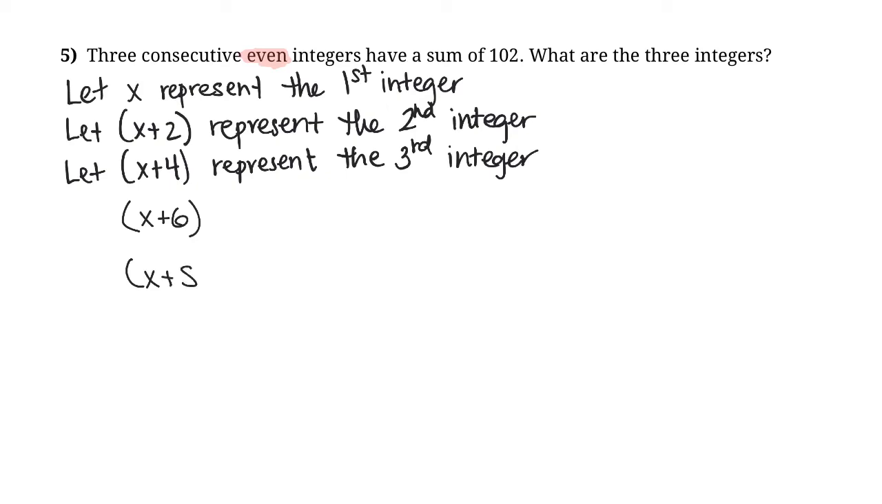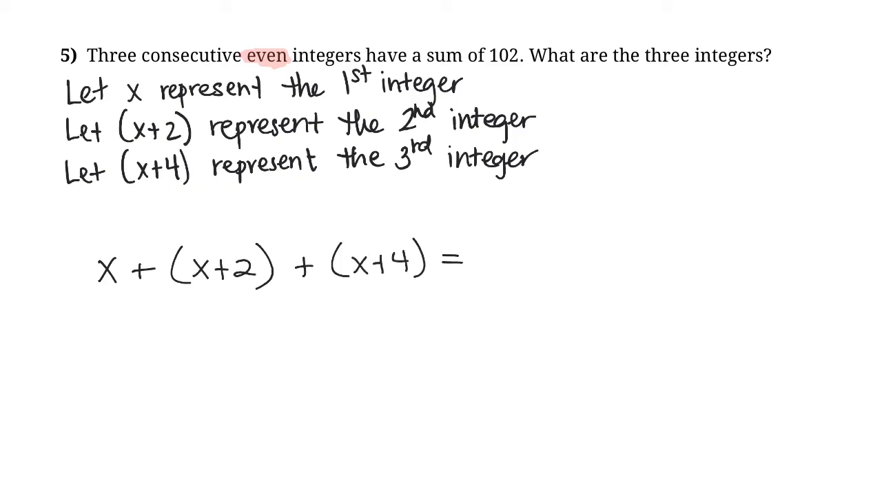If you wanted the next one, it would be x plus 8. If you wanted the next one, it would be x plus 10. So you can hopefully see the pattern. If you're trying to count consecutive even integers, you need to skip count by 2s, or by even numbers. This time we're told that our integers have a sum of 102. So if we take our expressions and add them together, this time it should equal 102.